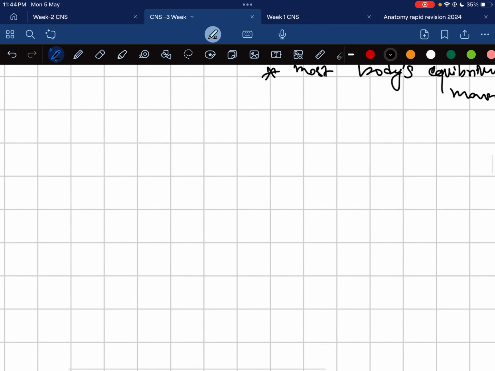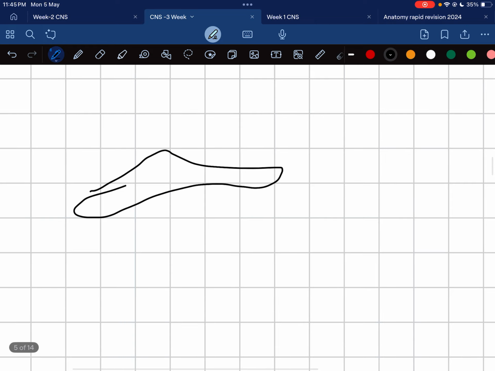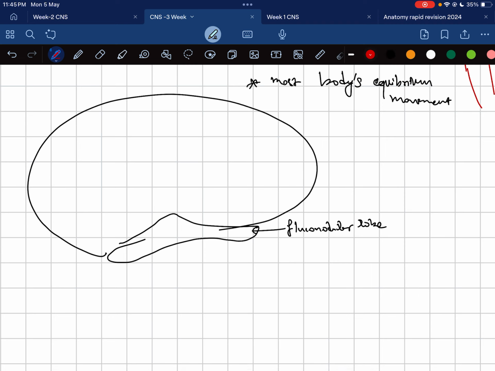And when you draw, this is the flocculonodular lobe. When you draw the cerebellum, this is the cerebellum. In the medial part, there is the vermis. In the medial part, it is constituted by the vermis. So this is the vermis.